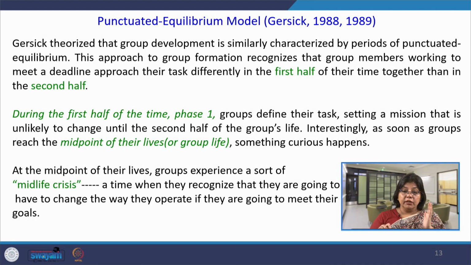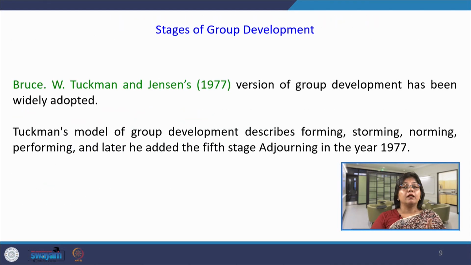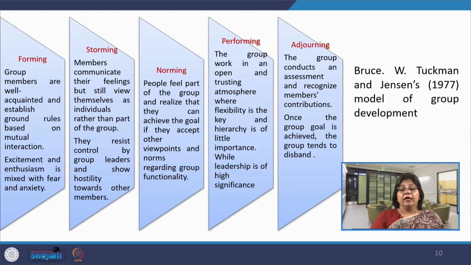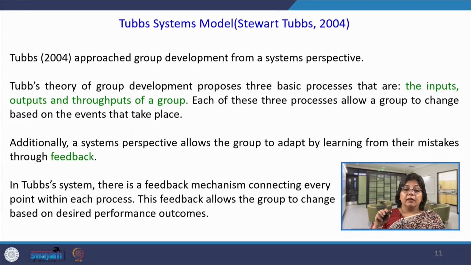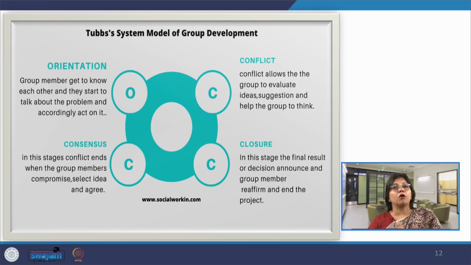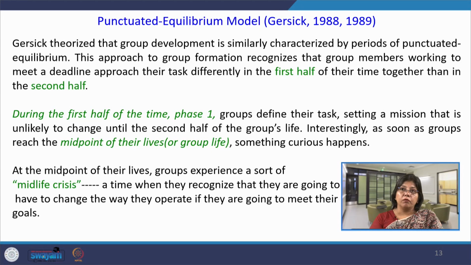So, the theoretical models for explaining stages of group development are, first, Tuckman and Jensen's model, which has described 5 stages: forming, storming, norming, performing and adjourning. Then we have Tubbs' systems model, which is applicable for small projects, that is orientation, conflict, consensus and closure. And the other is the punctuated equilibrium model, which has more novelty in group functioning, and it is based on how equilibrium is maintained in 2 phases and finally makes the group functional to achieve the common goal, right.